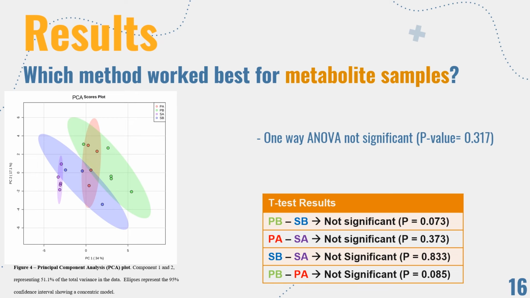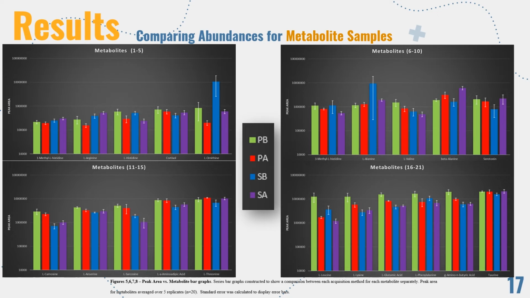Moving on to the metabolite results, a quick one-way ANOVA showed that there was no statistically significant differences between the 4 groups PB, SB, PA, and SA. Given that it was insignificant, there is no ANOVA graph to show. A quick PCA plot further showed that all the methods yielded similar results as noted by the coupling of the different groups seen at the center. A total of 20 metabolites were found. Here they are graphed in increasing peak area and in series to see any trends.